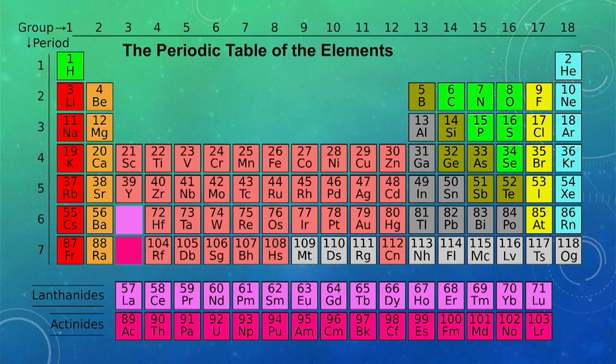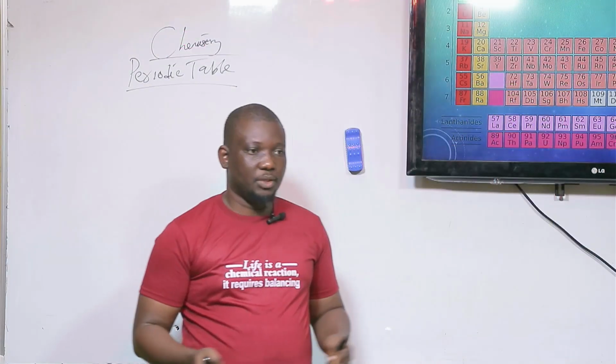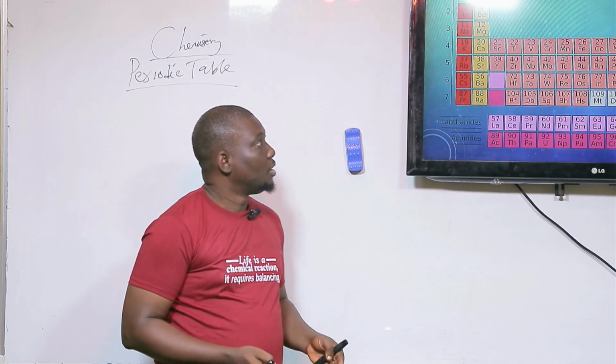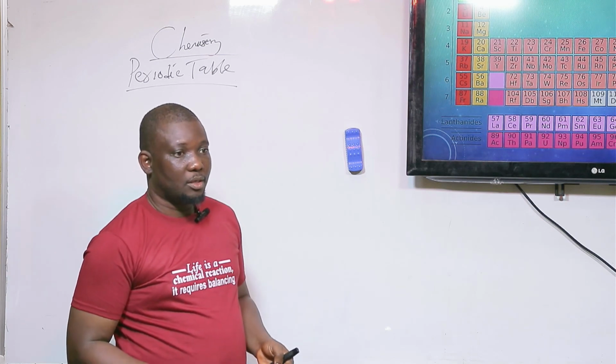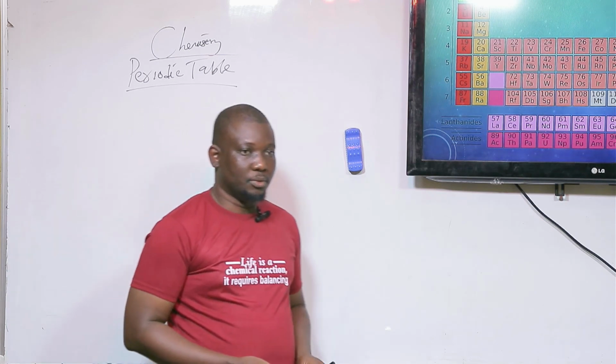When we're talking about rows, the rows are the periods. Those that are placed horizontally are periods. These ones are rows, and then we have columns. The column is the vertical position, which is called the what? The groups. As you can see from the screen, you have the group, and you have the period. The periods are the rows.